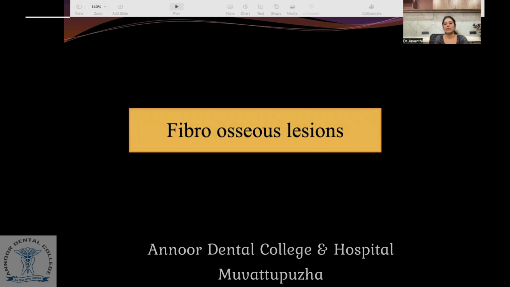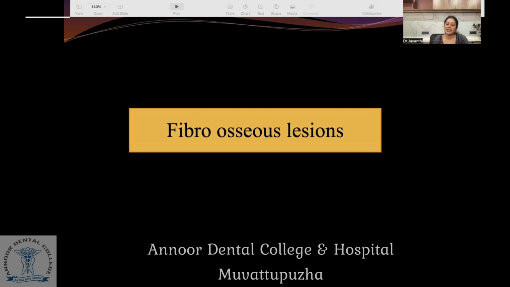It will be replaced by connective tissue. What is the second step? In the second step, the connective tissue that is formed here, the fibrous connective tissue, will start depositing new bone, a new mineralized component or a new bone. So this type of lesion is called a fibrous lesion.